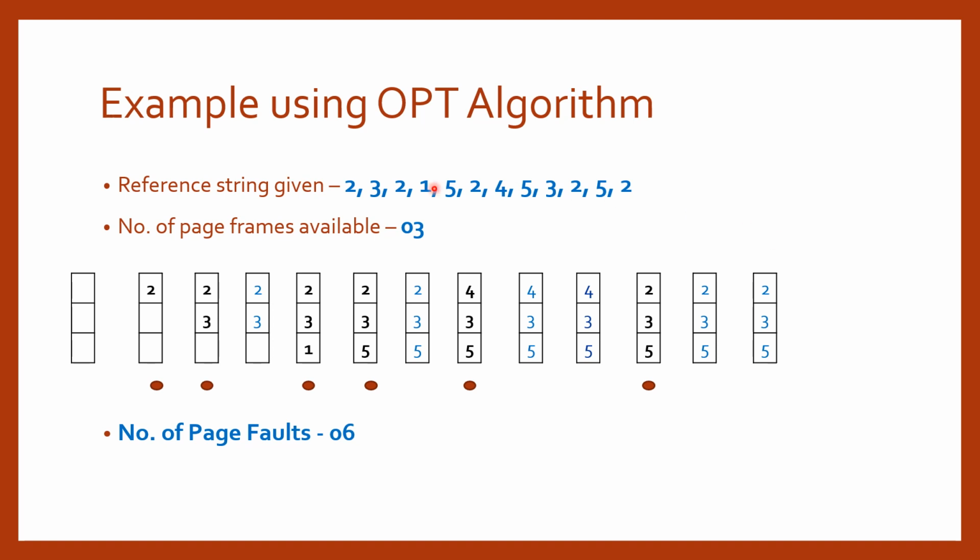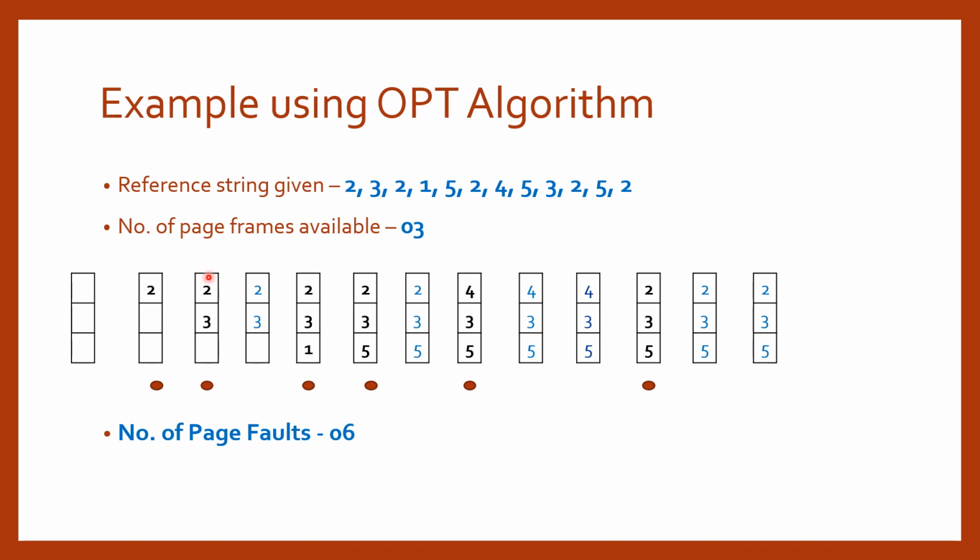Now let us see what the OPT algorithm is. OPT is the optimal page replacement algorithm. The reference string is given to us, and the number of page frames available is 3. According to the OPT algorithm, we will check the reference string in the forward direction and select the page to be replaced which will be least frequently used in the future.